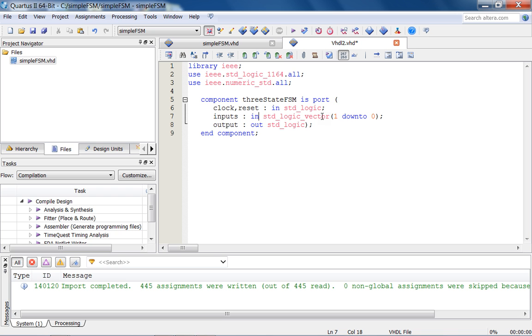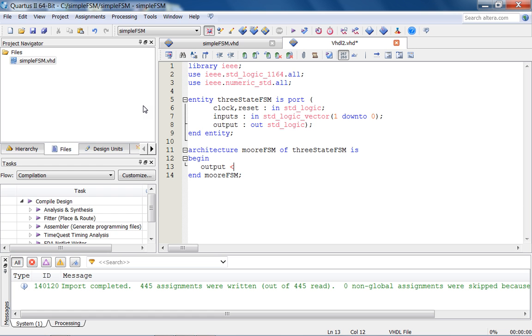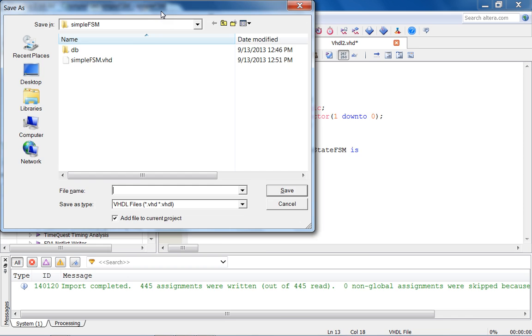Let's see, this is the entity. Okay, so architecture. This is a Moore FSM, architecture Moore_FSM of three state FSM is begin and end Moore_FSM. So right now my output is nothing but just that. I'm going to get a lot of warnings, but whatever. I'm just testing if my modularity is working.